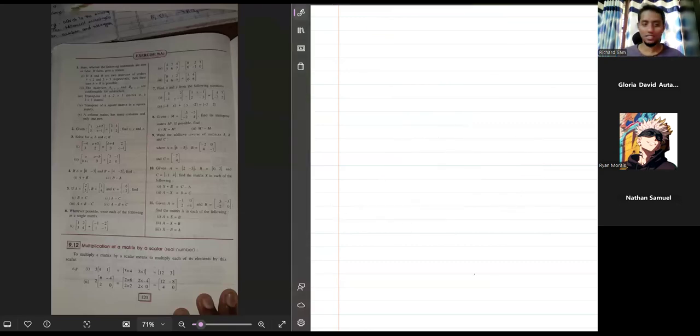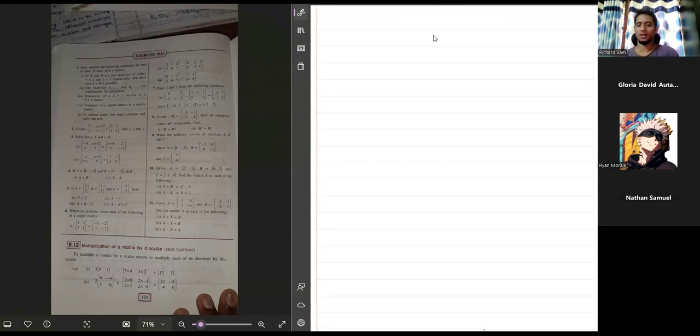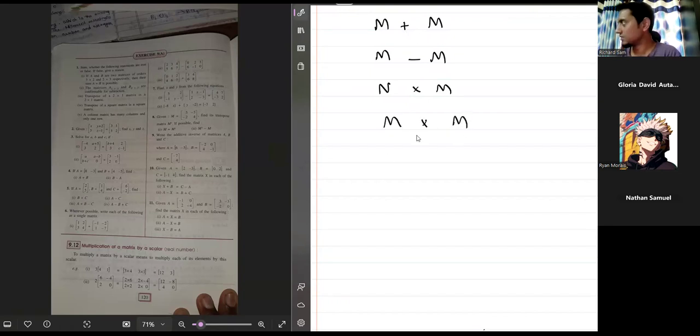Okay, let's revise matrices quickly in 5 minutes. So in matrices, what all do you have? You need to know how to add one matrix with another matrix, matrix minus another matrix, a number into a matrix, and a matrix into a matrix. These are all the four types of questions over here. The addition of matrices, easy, right?